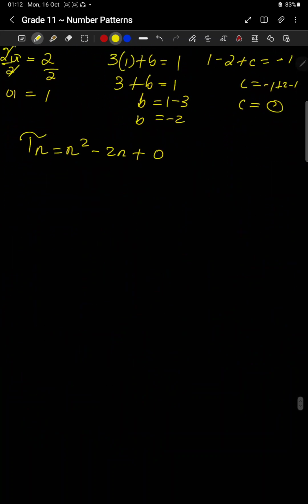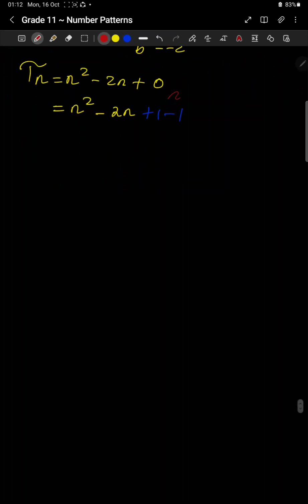Okay, in order for us to prove that, it's easy. We say n squared minus 2n, and then we know that plus 1 minus 1 is going to give us 0. On the other side, we can factorize this portion. So how do we factorize this? It's going to be n and n, 1 and 1, negative and negative, and there's that negative 1 over there.